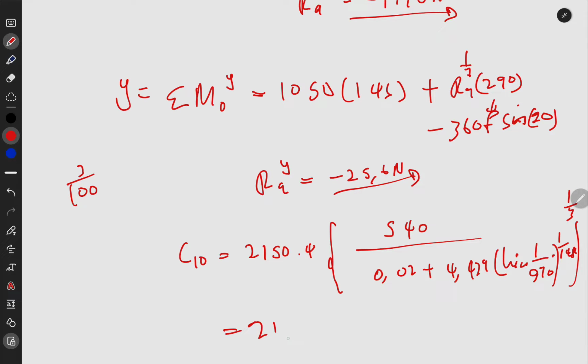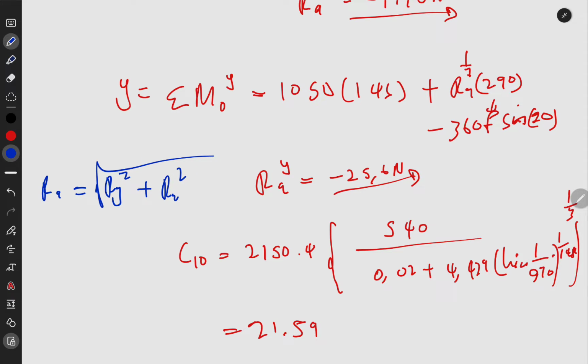And then here we'll get 21.59. Obviously here after getting the RY and the RZ, we're supposed to get the actual R, which is going to be the square root of RY squared plus RZ squared. That's just Pythagoras, so I just skipped that because I felt like you just know after having components you could do everything.